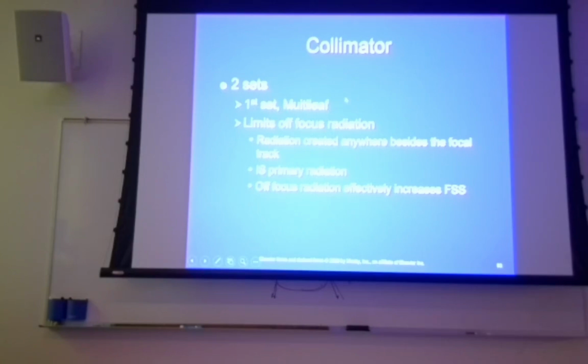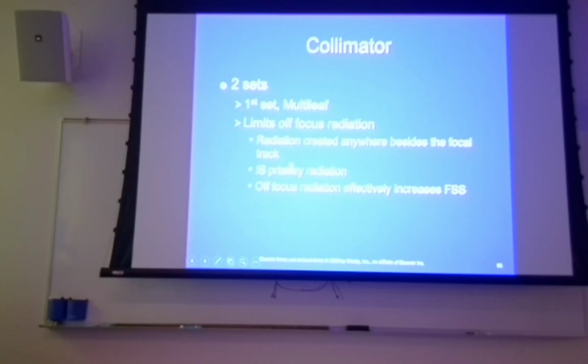Remember, you have two different sets of collimators. You've got the first set being a multi-leaf that you don't see. The collimators that you do see are those shutters, right? The purpose for the multi-leaf collimators is to limit the amount of off-focus radiation that's going to be emitted from your X-ray tube. So it limits off-focus radiation.